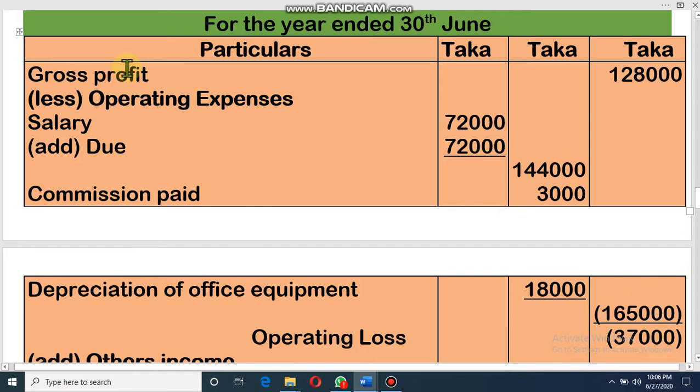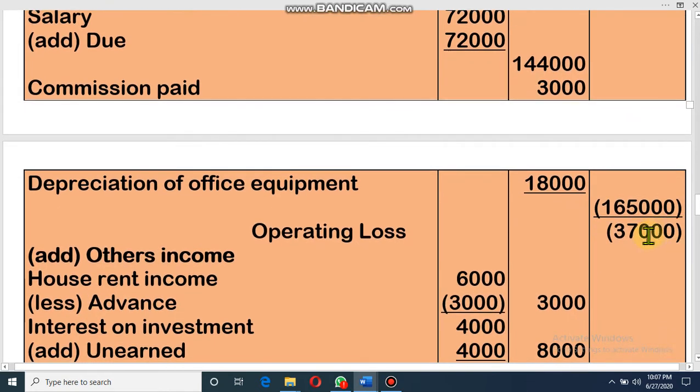65,000. Dear student, we have gross profit 1,28,000. We have operating expenses 1,65,000. That means operating expenses is greater than the gross profit. Whatever profit we have earned, the expenditure is more than that. So it is loss. That's why I have written here operating loss, negative figure 37,000 operating loss.